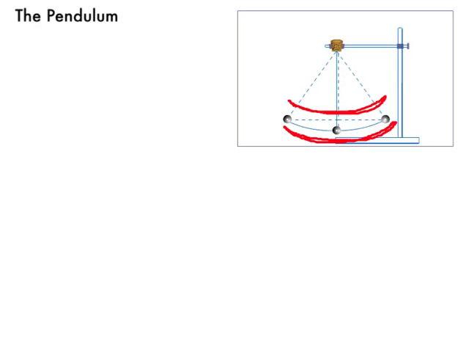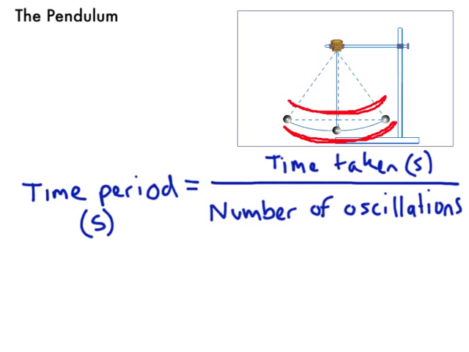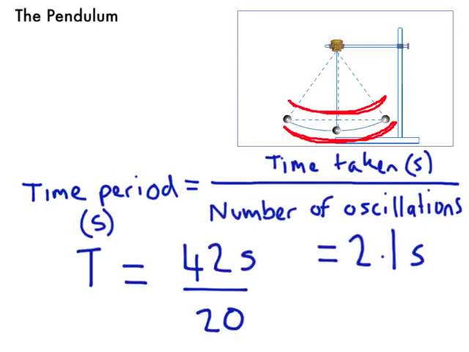Now to measure this time period, because sometimes that's quite quick and you can't actually time it, what you do is you let the pendulum complete 20 oscillations or 20 cycles of its swinging, and you measure the time taken to complete these 20 cycles, and then just divide this time by 20. So for example, if we timed the pendulum for 20 cycles, and it took 42 seconds to complete these 20 swings, I just do 42 seconds divided by 20, and that would tell me the time period of the pendulum is 2.1 seconds.